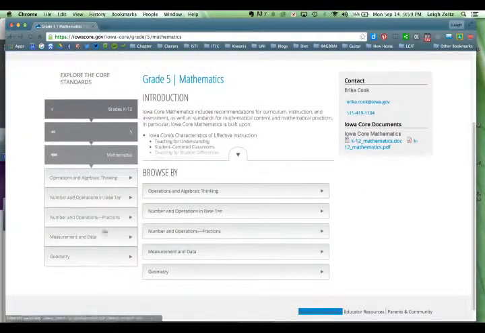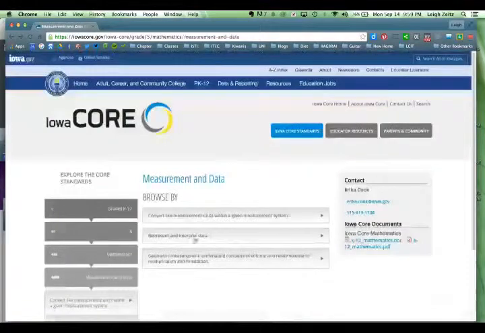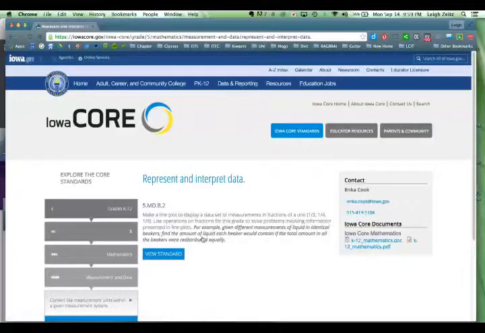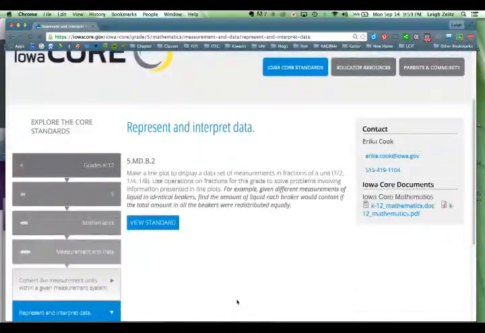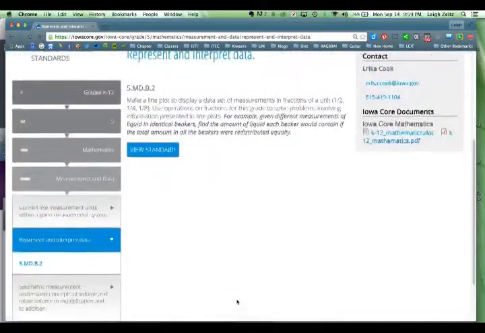And the one I really want to take a look at has to do with measurement and data, because I want to do an experiment. And so let's take a look at the measurement and data one. And it says represent and interpret data. So let's take a look at that. And if you take a look carefully, it says make a line plot to display a data set of measurements in fractions of a unit. 1/2, 1/4, 1/8. Use operations on fractions for this grade to solve problems involving information presented in line plots.